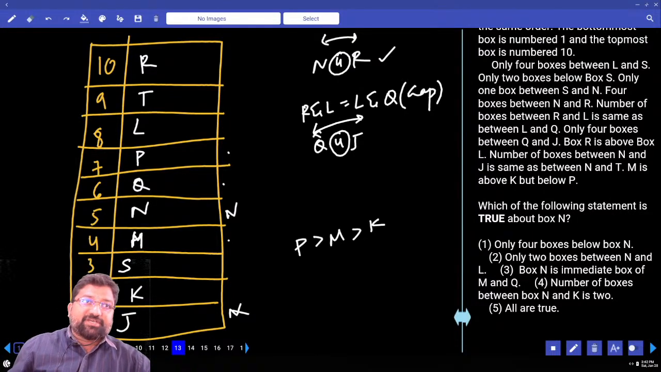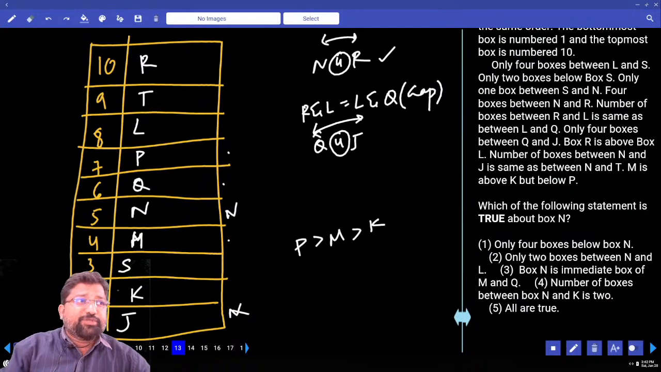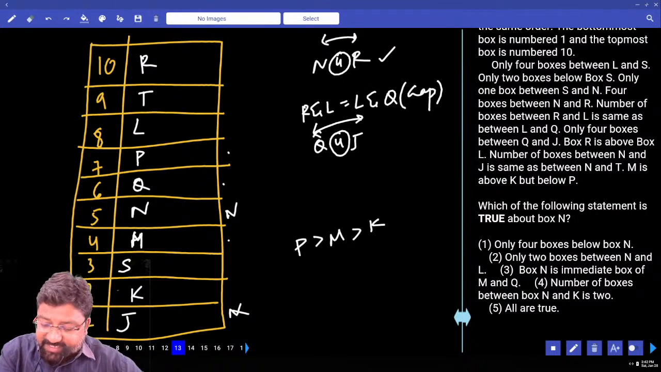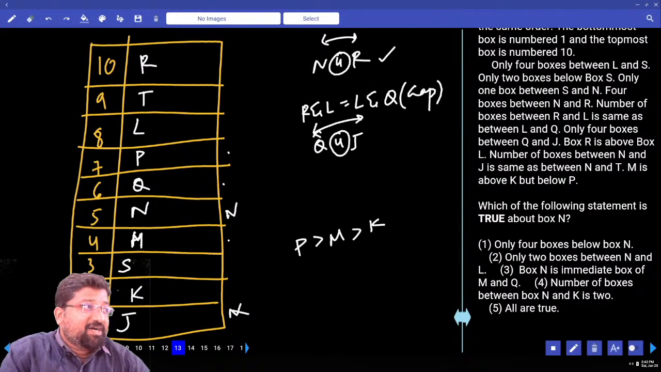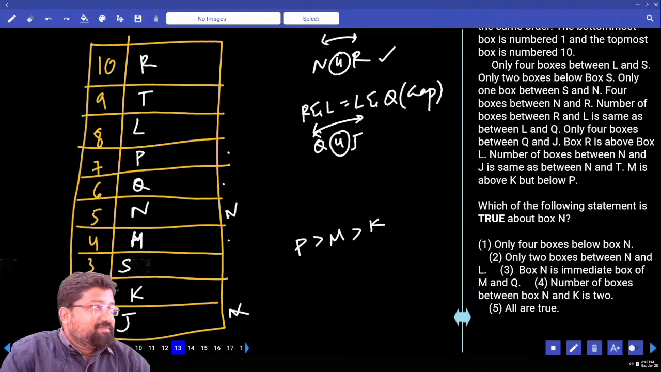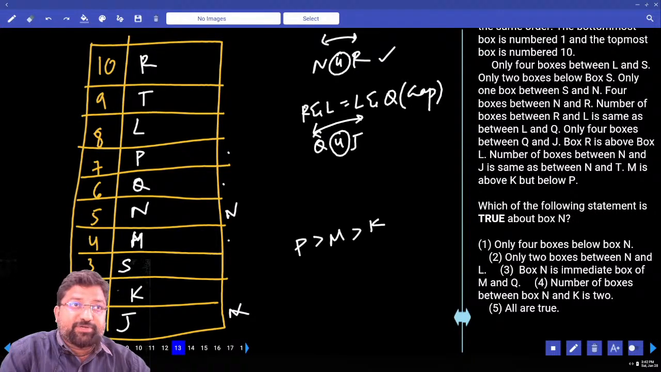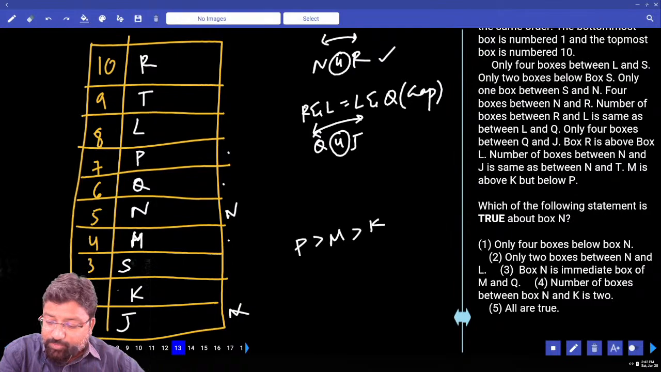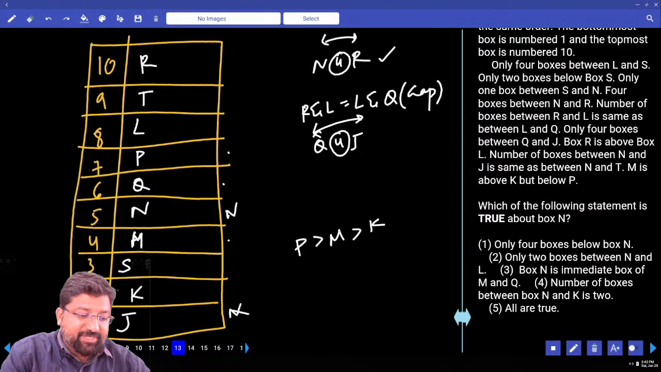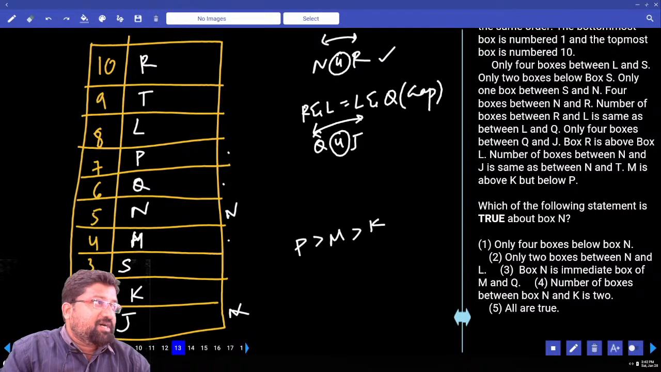Either you read the question again or look into the options again. If you look into the options again, there is one option in the last which says all are true. First option is right. I still have a possibility where fifth option can also be my answer. What is the second one? Only 2 boxes between N and L. Do you have 2 boxes between N and L? Yes. So obviously I have to go with all are true.